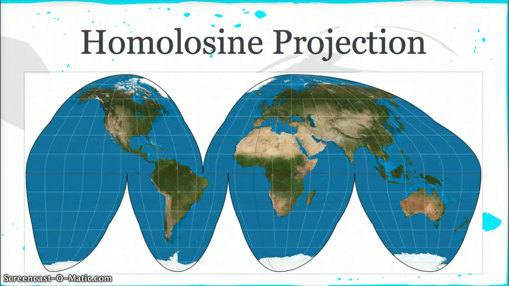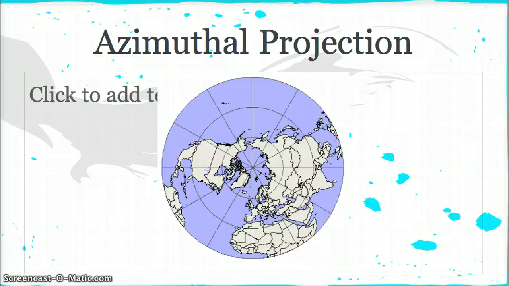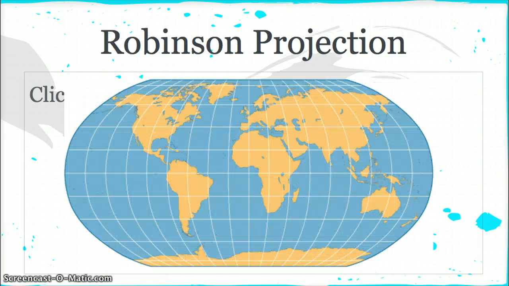This is a homolosine projection, and it's always going to have this funny curved shape to it. This is an azimuthal projection, and it almost shows the world as a disc, and it only shows it from a certain angle. So this map will always be round. The Robinson projection, this is what you're going to see most of all in your social studies books. And it's always going to have these curved edges, and then it's going to be flat on top.